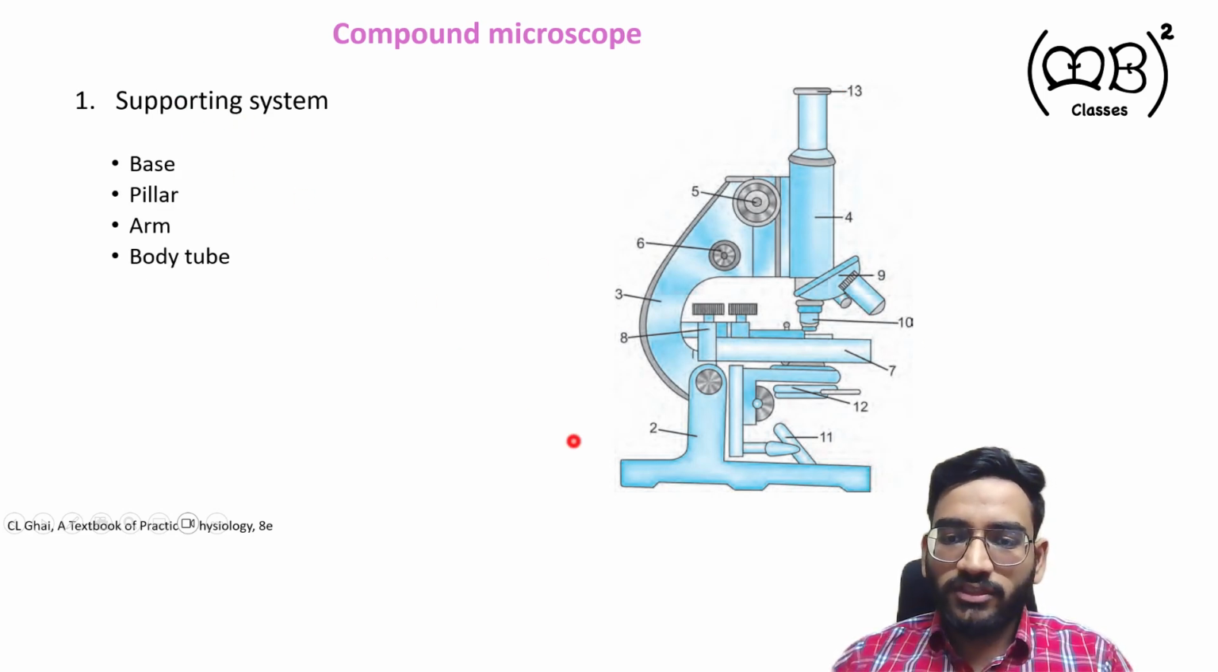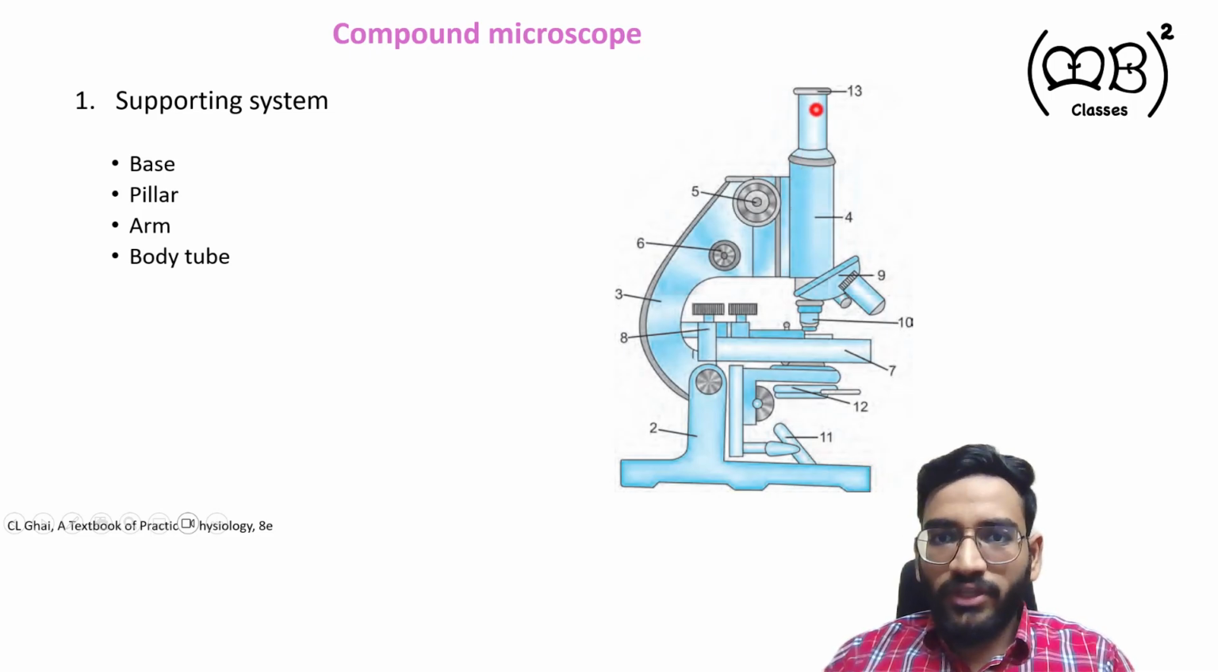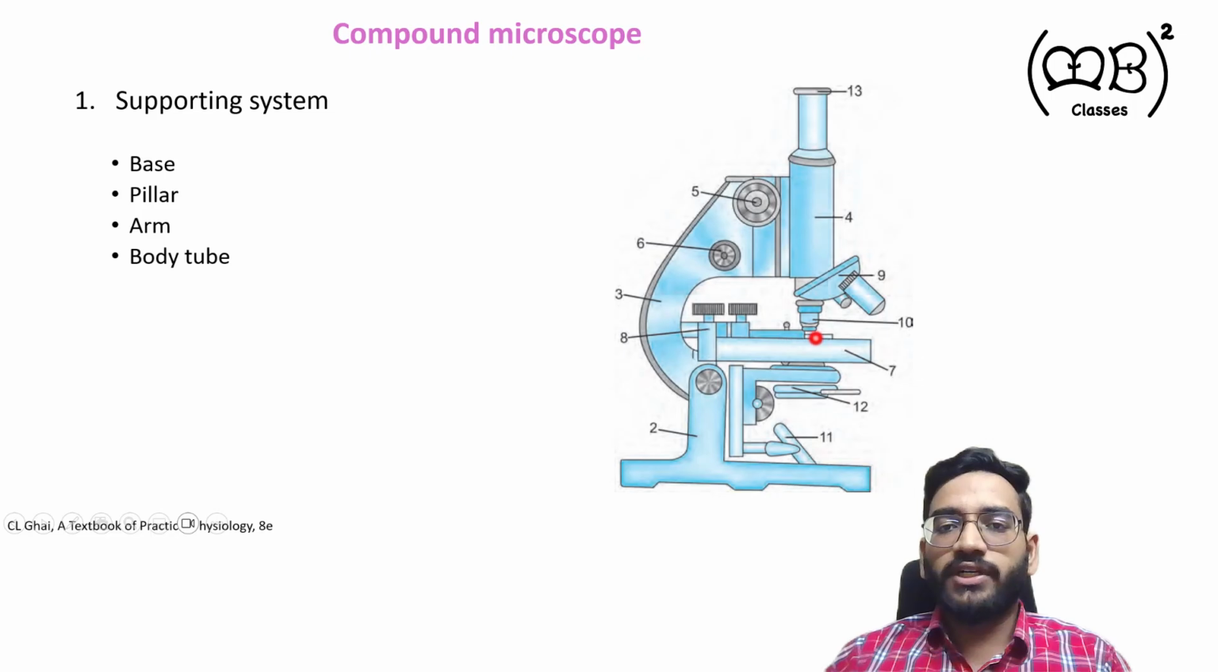So in the supporting system, there is a base, then there is a pillar, and after the pillar, there is an arm, and then there is a body tube. The body tube connects the eyepiece to the nose piece on which the objectives are placed. Okay? This is the supporting system.